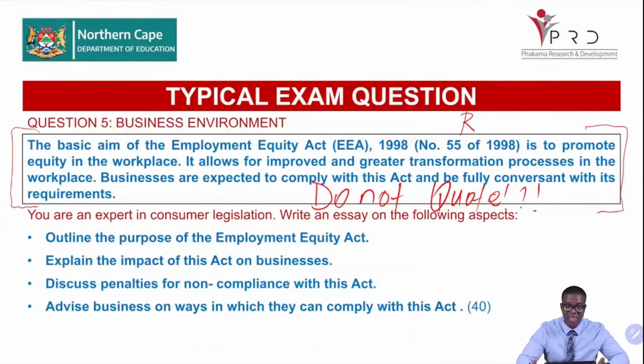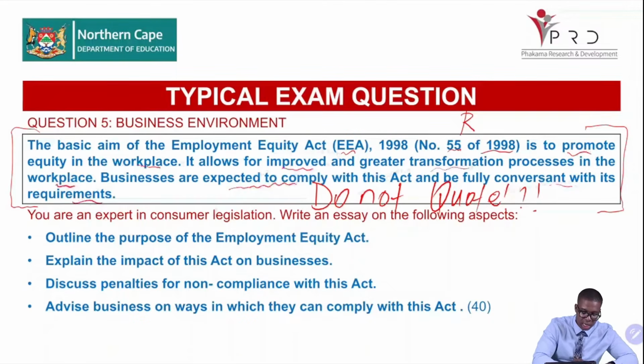Now, let us look into what the preamble is saying here. The basic aim of the Employment Equity Act, which is Act number 55 of 1998, is to promote equity in the workplace. It allows for improved and greater transformation processes in the workplace, and businesses are expected to comply with this act and be fully conversant with its requirements. Now, you are an expert in what? In consumer or labor law. Write an essay on the following aspects. In your essay, you'll have an introduction, then subheadings number 1, 2, 3, and 4, then your conclusion.